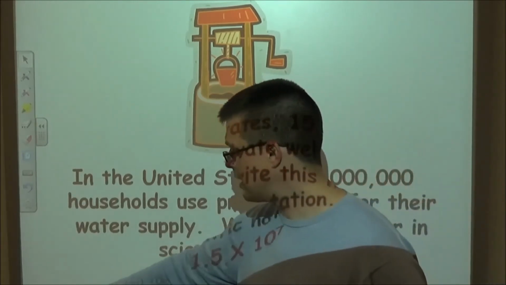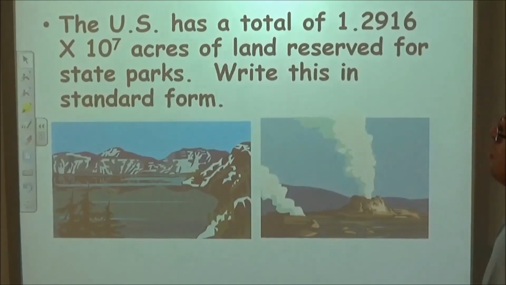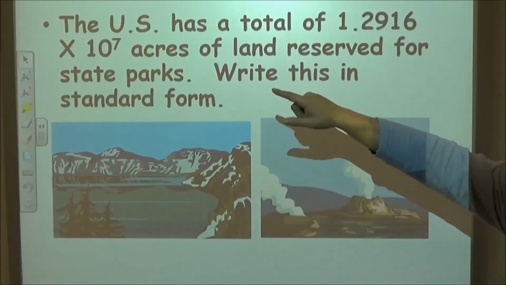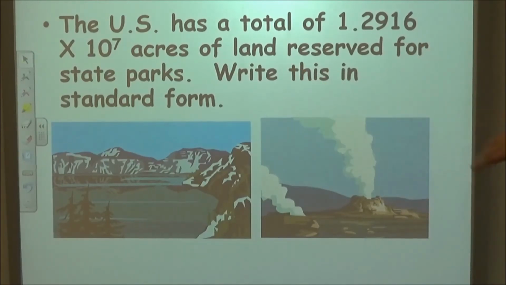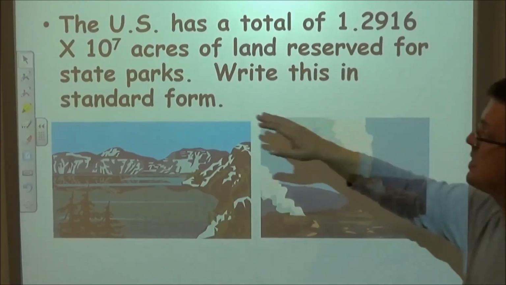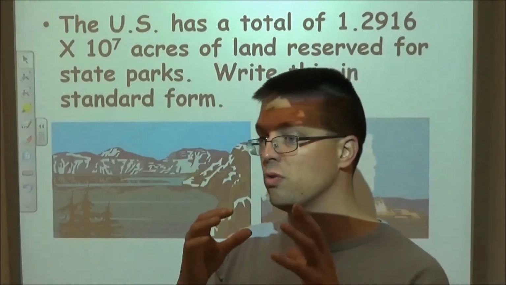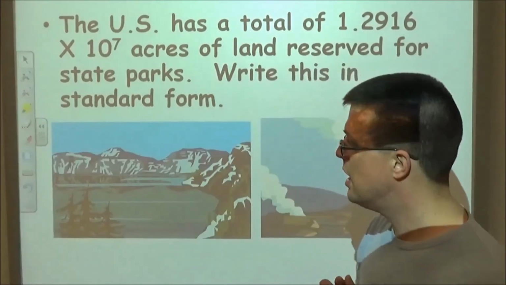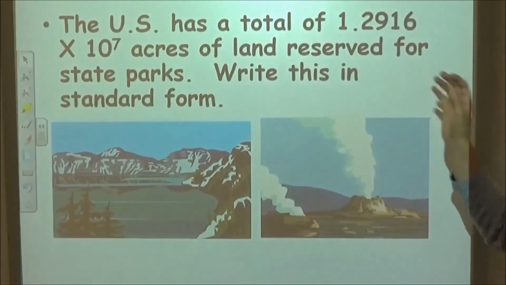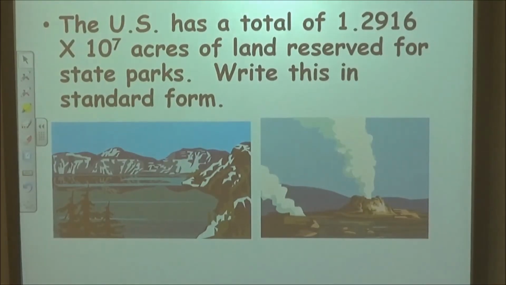Let's look at a second example of a word problem. Well, this one, they give you scientific notation. The U.S. has a total of 1.2916 times 10 to the 7 acres of land reserved for state parks. Write this in standard form. Anytime you see standard form, they want the actual number that represents. So I want you to do this problem real quick for me. Pause the video, play it, just check your answer.